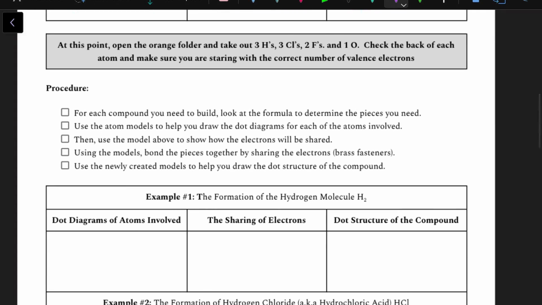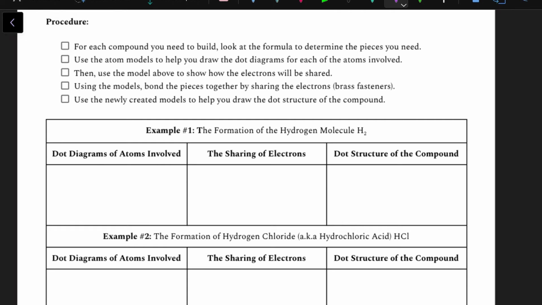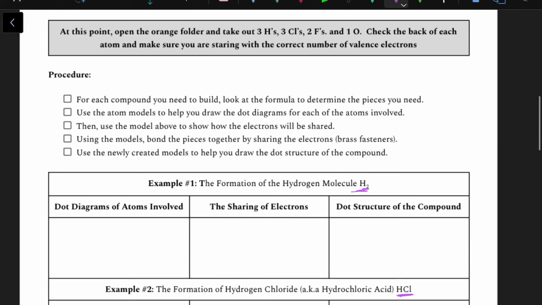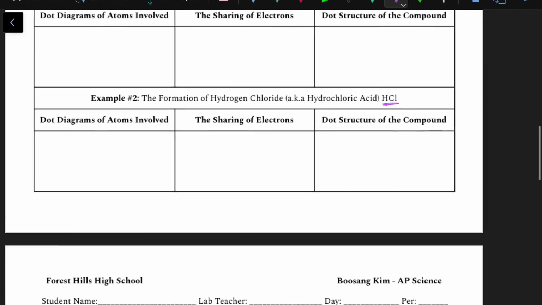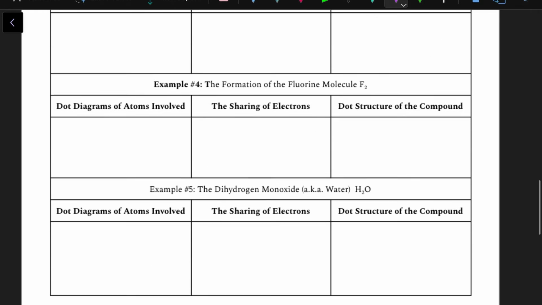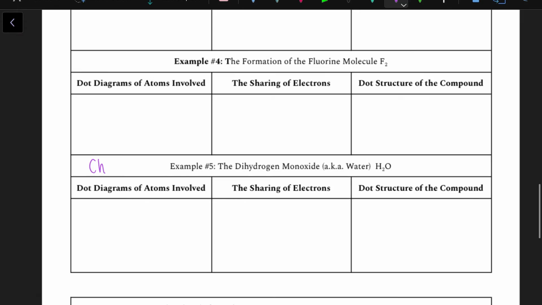So for the rest of the lab, you're going to need 3 H's, 3 Cl's, 2 F's, and 1 O for each compound. Build it and look at the formula to tell you what pieces that you need. Use those models to help you draw the atoms of each thing involved, then show how the electrons will be shared, then actually do that with your model, then draw that dot structure. So very much like we did here. You have 5 compounds to work on: H2, HCl, Cl2, F2, and a challenge one, water. This one you should be able to handle.